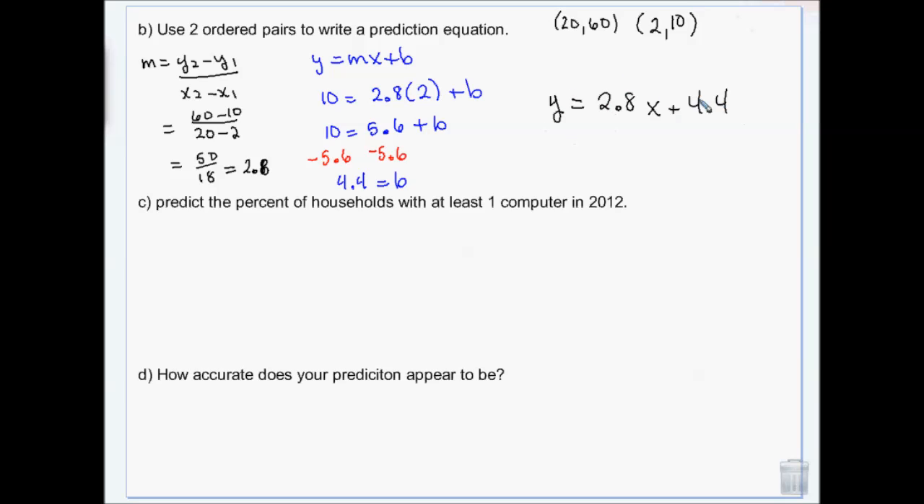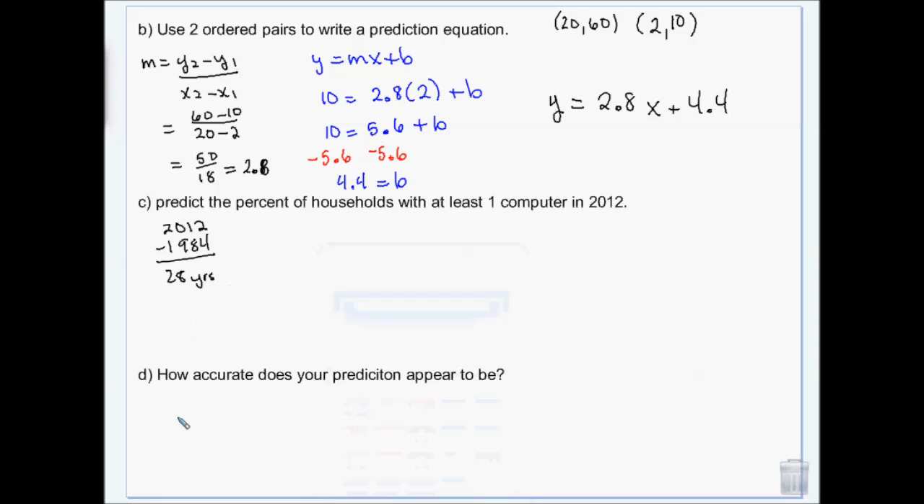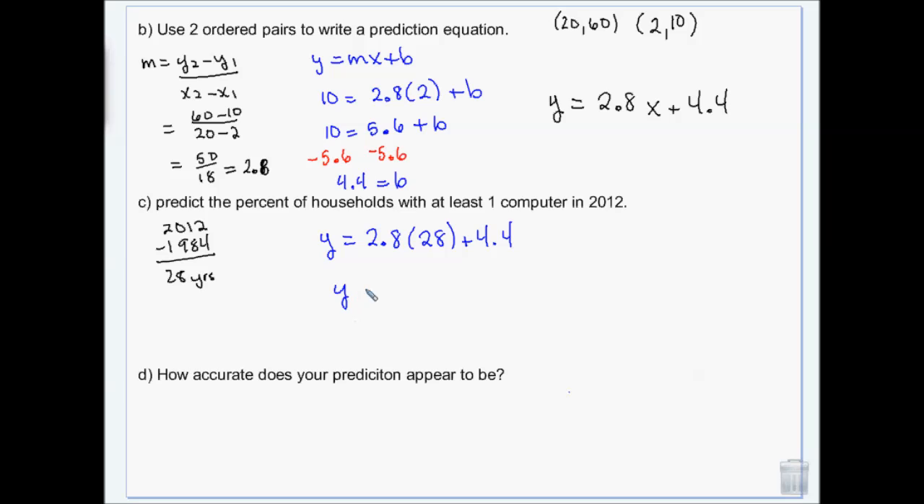Alright, so we've got our equation now because we found our slope and our y-intercept. And we're going to predict the percent of households in 2012. So first I need to figure out how many years past 1984 is 2012. So this is 28 years later. So I'm going to plug that in for x. So I have 2.8 times 28 years plus 4.4. So in 2012, our prediction is that 82.8% of households would own computers.